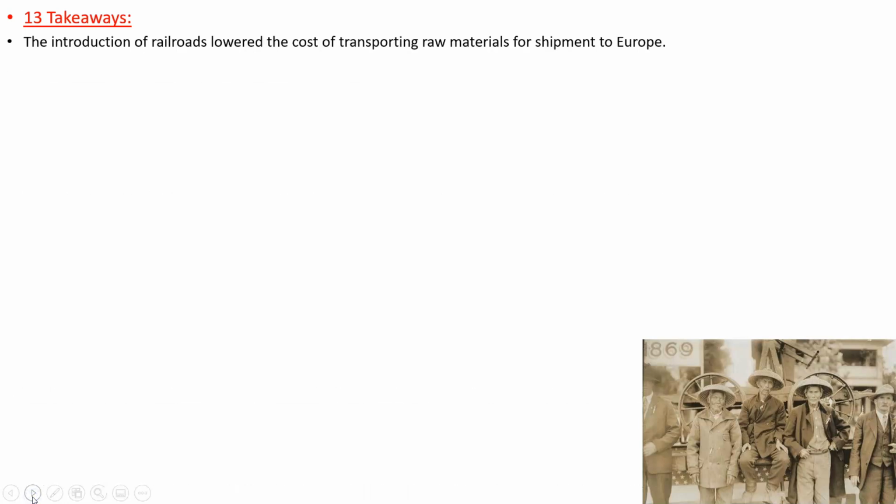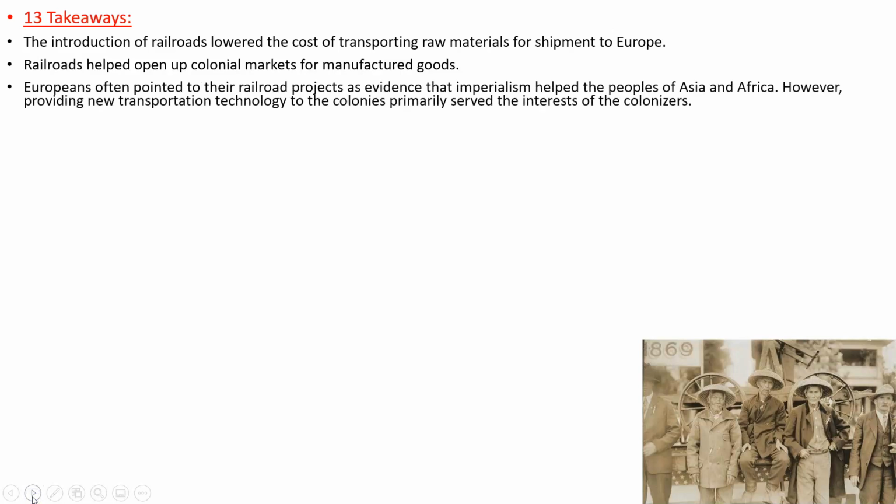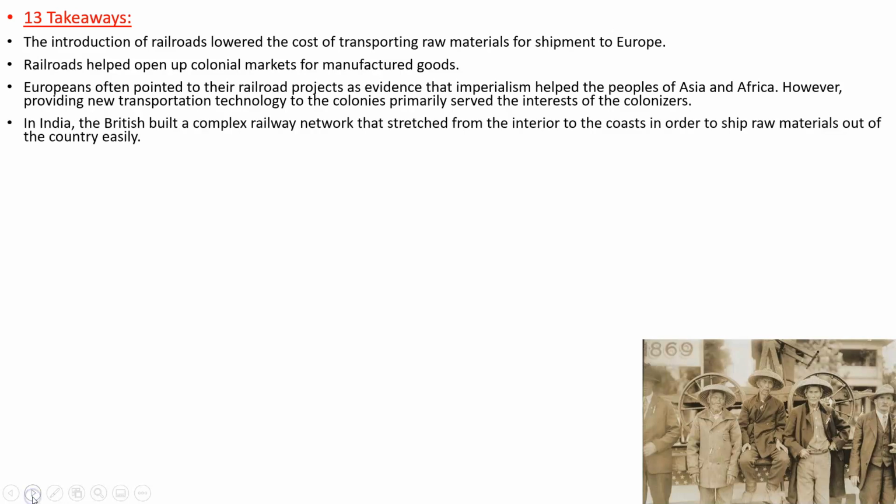The introduction of railroads lowered the cost of transporting raw materials for shipment to Europe. Railroads helped open up colonial markets for manufactured goods. Europeans often pointed to their railroad projects as evidence that imperialism helped the peoples of Asia and Africa. However, providing new transportation technology to the colonies primarily served the interest of the colonizers.